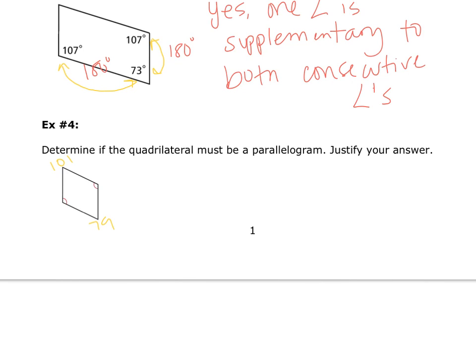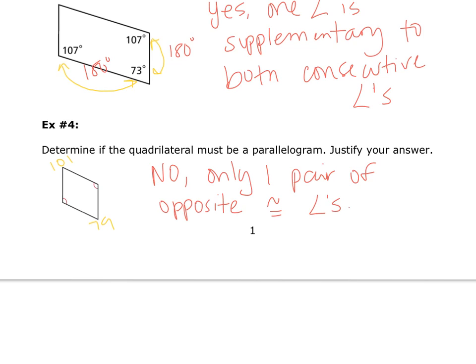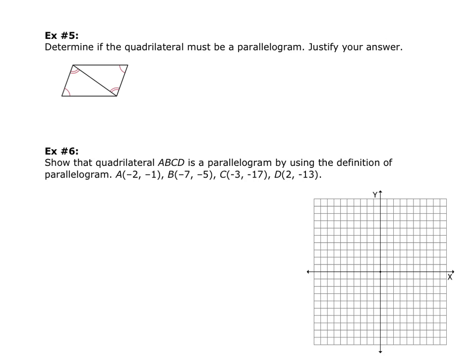So I might say something like no. And then to justify why, I'm going to say only one pair of opposite congruent angles. So if you can't get it to work out, then you can write your justification as far as why the answer is no.